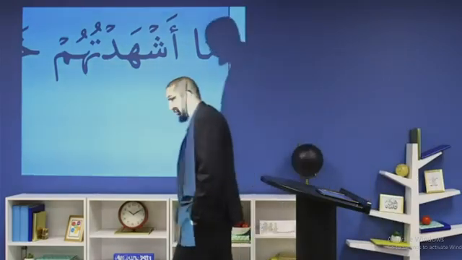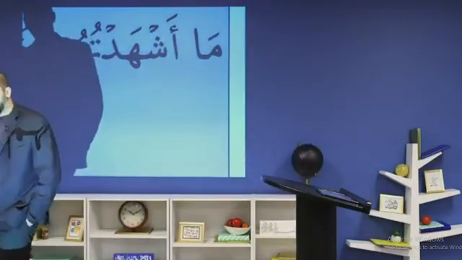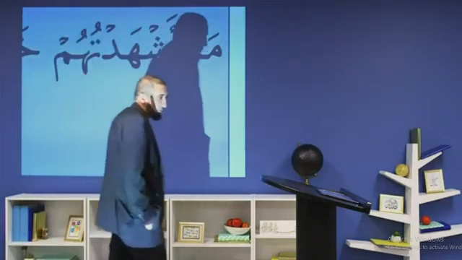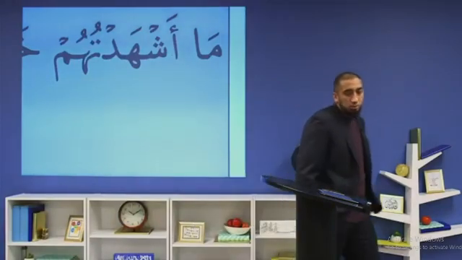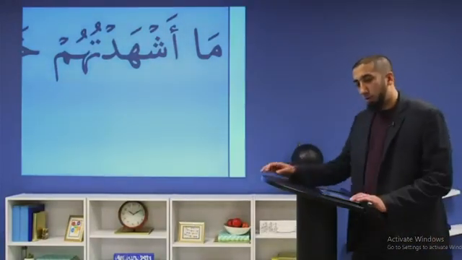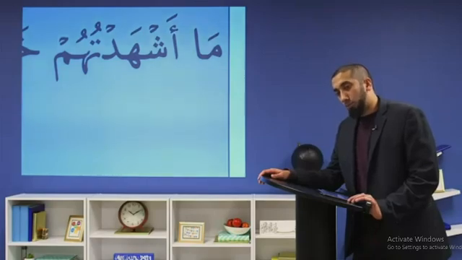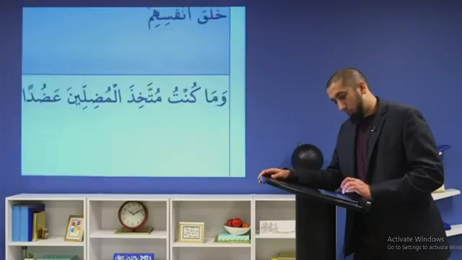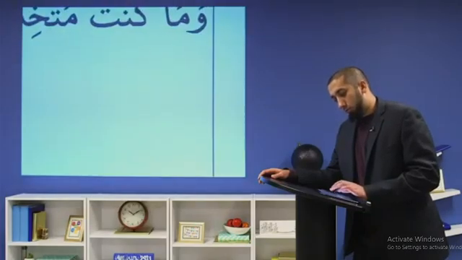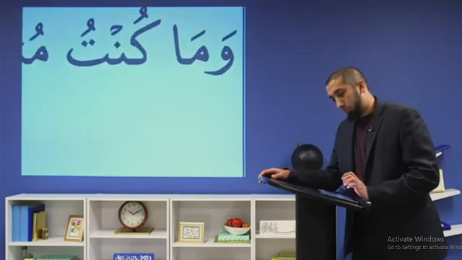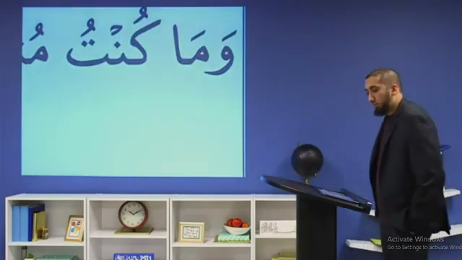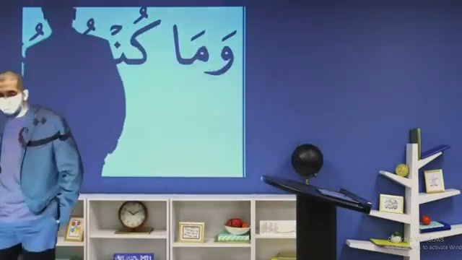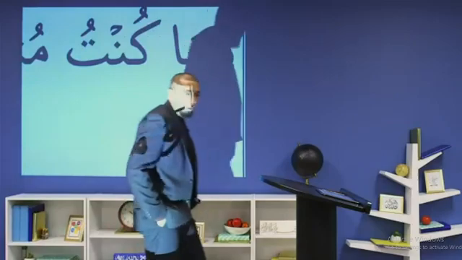Ma ashadtuhum. Ma is for negative. So I didn't. What does it mean? To make a witness. I didn't make them a witness. وَمَا كُنْتُ. And I was not. Very good. Past tense again, right? Okay, let's go back to the beginning.